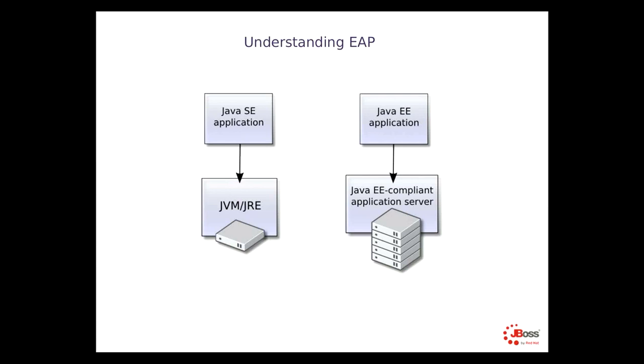JBoss EAP 6 is certified as a Java EE 6 application server. The version numbering is coincidental. Java EE 6 defines two profiles that application servers can choose to implement: the full profile or the web profile. These profiles define the default set of services that must be available for hosted applications. As you might guess from the names, the full profile consists of everything, while the web profile only includes services typically needed to support web applications.